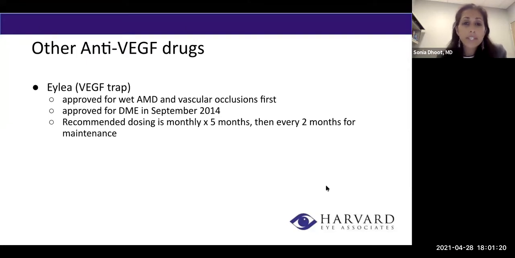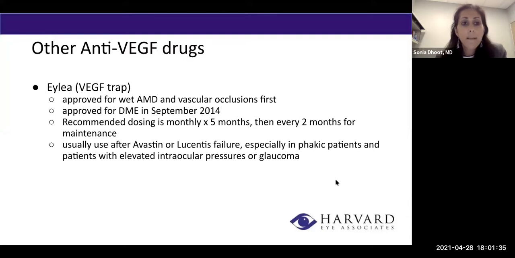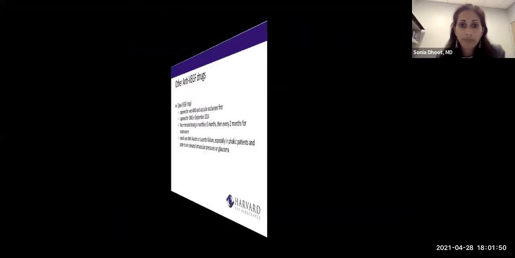The recommended dosing, they say on their package insert, is monthly for 5 months and then every 2 months for maintenance. In practice, most people will kind of just play it by ear and do it as needed. Every patient responds very differently. And then usually we'll use this drug after Avastin or Lucentis maybe aren't working quite as well or as quickly as we'd like, especially if you have not yet had cataract surgery or have glaucoma, and we'll kind of discuss why that's the case in a minute here.